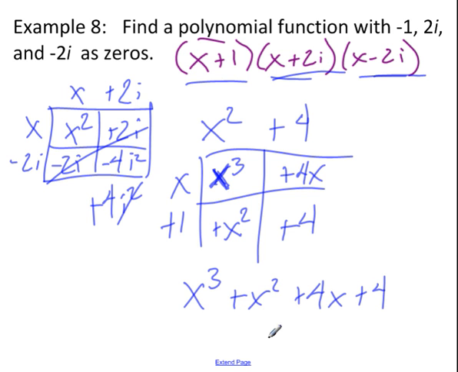You do want to make sure that we write our answers, our polynomials, in descending order of power, meaning big power, smaller and smaller powers as we go on down. So we got x cubed plus x squared plus 4x plus 4.